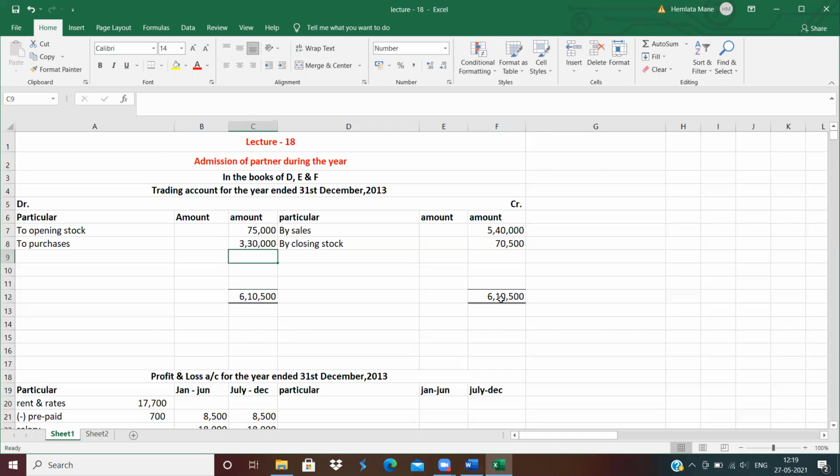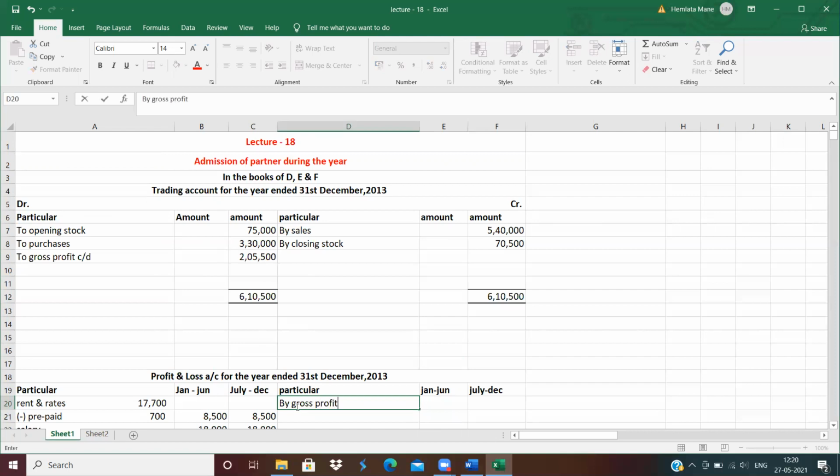6,10,500. Now find out the gross profit. To gross profit carried down. How much is the gross profit carried down? 2,05,500. Now carry forward this balance in the P&L account by gross profit brought down.